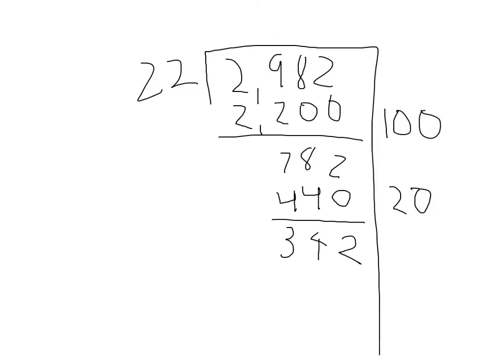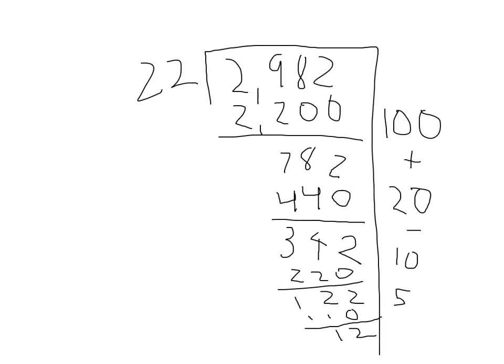342. Now we also know that 22 times 10 is 220. And we'll be left with 122. And then we know 22 times 5 is 110. And then we're left with 12. So our answer is going to be 100 plus 20 plus 10 plus 5, which is equal to 135, with a remainder of 12.